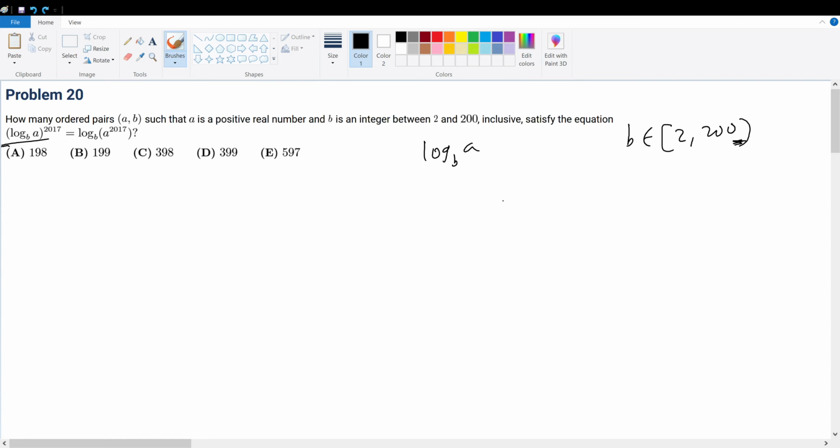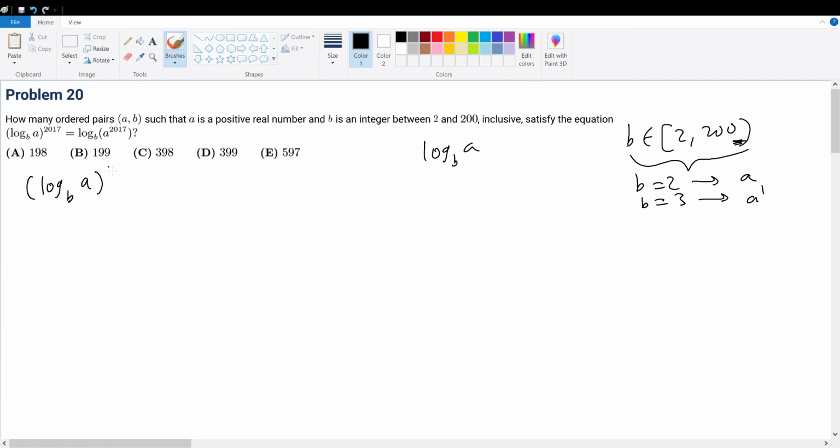If I can write a in terms of b, then I can basically solve the question, because I know the number of distinct values for b, and there's always going to be a corresponding a for every b. For example, b equal to 2 will correspond to one a, b equal to 3 will correspond to another a, and you see where this is going. So now, let's first simplify this expression.